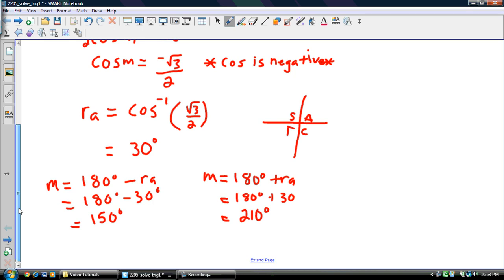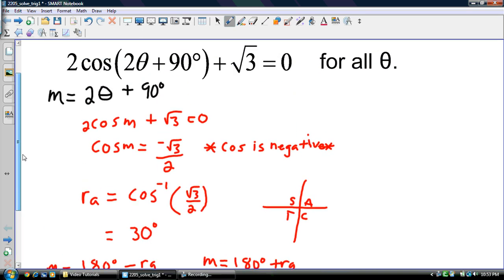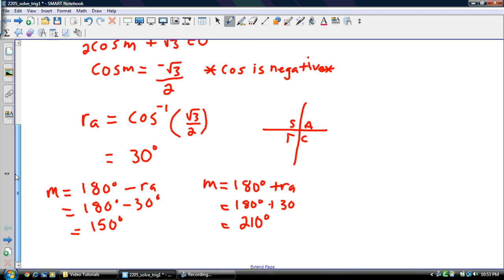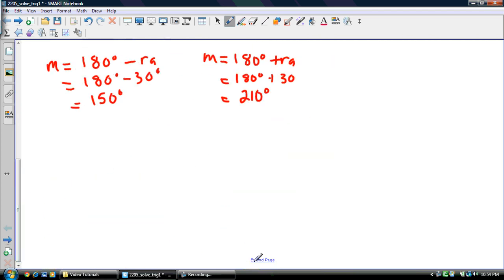But recognize that our goal is not to find m. Our goal is to find theta. And this is what m is equal to. So now what we have to do is put in our values we found for m and solve for theta. Okay, so m is 2 theta plus 90. So m is equal to 2 theta plus 90, so 150 is equal to 2 theta plus 90, and 210 is equal to 2 theta plus 90. So this will give me my 2 values for theta. Okay, so I'm going to solve here.